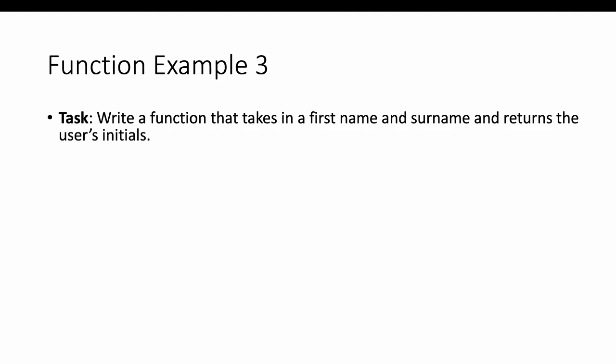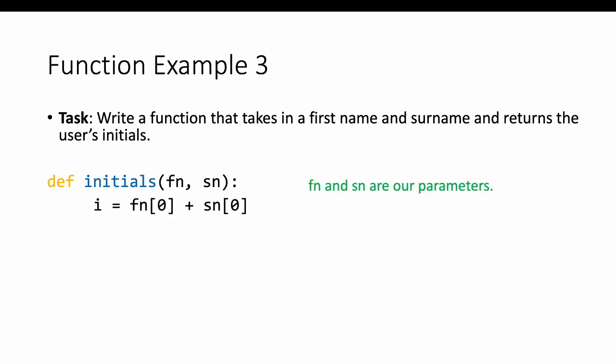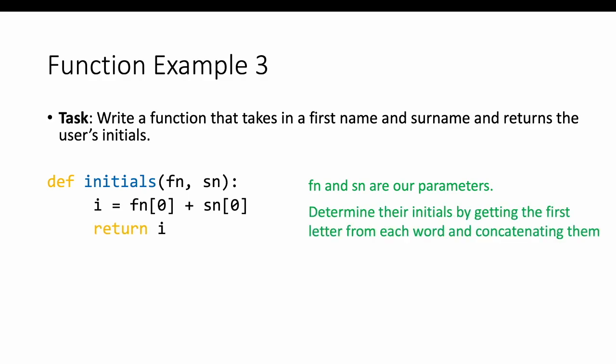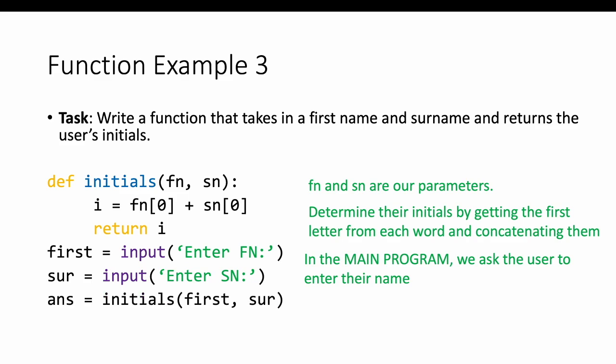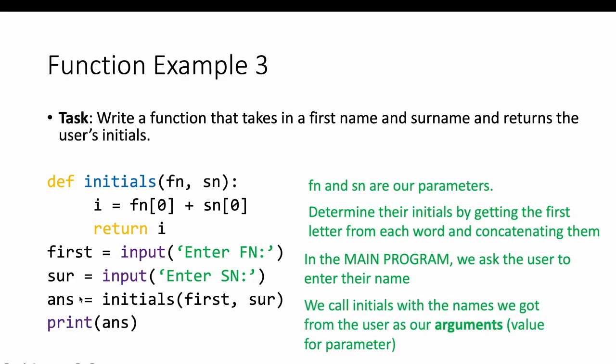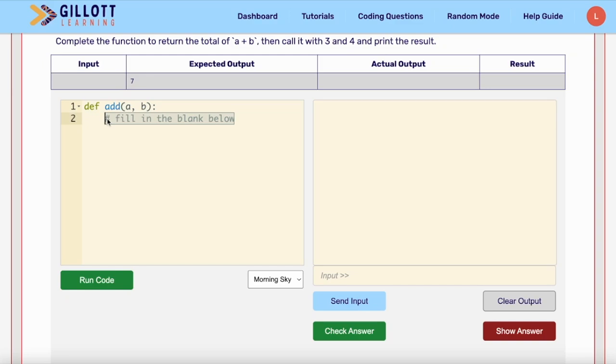And final example, we want to write a function that takes in a first name and surname and returns the user's initials. So very similar to what we did in the previous video, but here we are returning it instead of printing it. So we've got our function with parameters fn and sn. We find the initials, and we're going to return those initials this time. Okay, so then when we ask the user for their first name and surname and call that function, because there's a return value, that's going to be stored in the variable answer, and then we can again output it like we were doing previously.